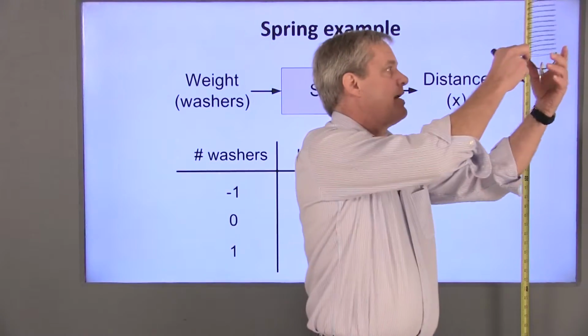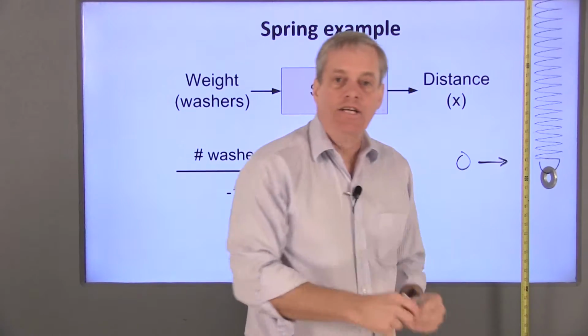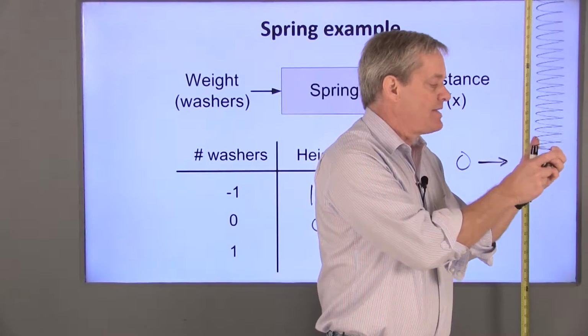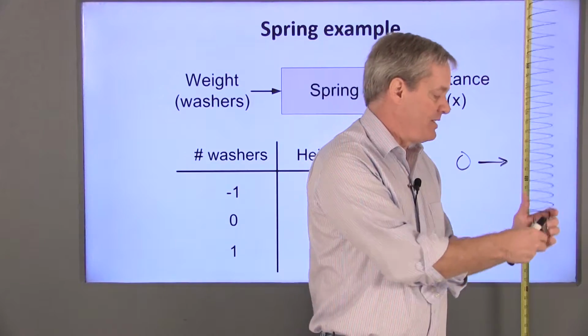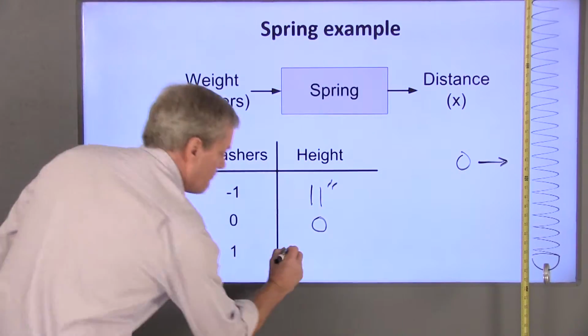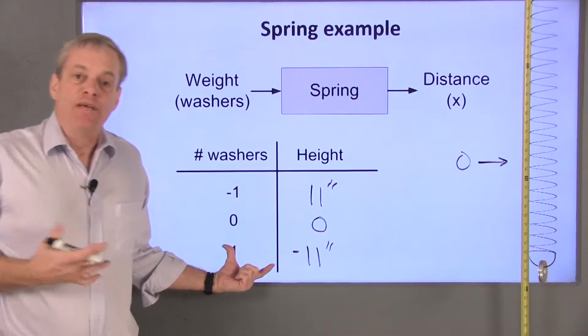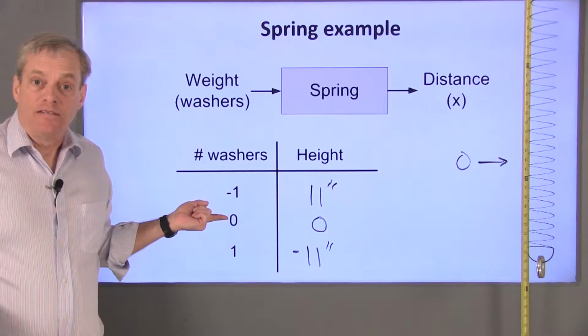Now I can go back to 0 by adding my second washer on. Addition of a third washer is positive 1 washer relative to my 0, and the spring goes down by about 11 inches from its previous value. So this data gives me a new model with this being taken to be 0.